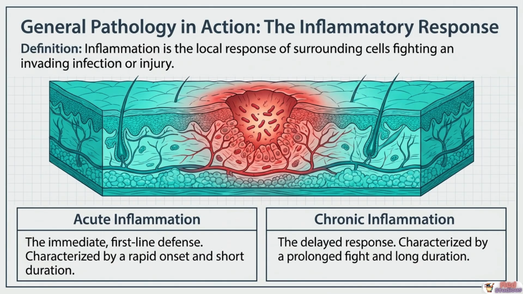Inflammation is the archetypal example of general pathology in action because it occurs in every tissue and every organ in response to virtually every type of injurious stimulus. It divides into two fundamental patterns. Acute inflammation is the rapid, immediate, short-duration first-line defense, dominated by neutrophils, vascular changes, and exudate formation, typically resolving within days. Chronic inflammation is the prolonged, sustained response that persists when acute inflammation fails to eliminate the injurious agent, dominated by mononuclear cells, tissue destruction, and attempted repair occurring simultaneously over weeks, months, or years.